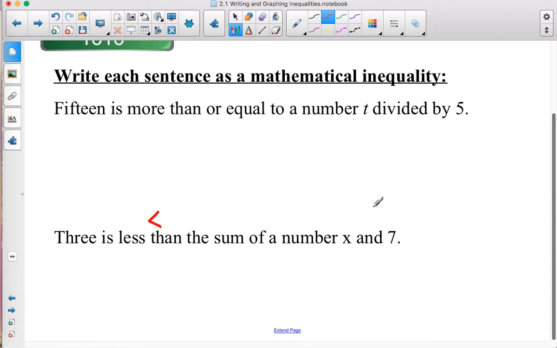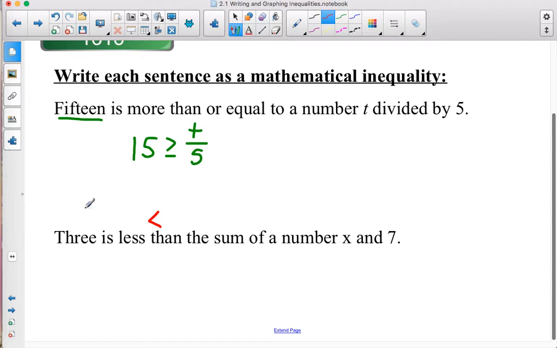Okay, welcome back. Let's try the first one. First one translated, it says, let's go a little piece by piece. It says 15 is more than, so is greater than, or equal to a number t divided by 5. So I'm going to take t and divide it by 5. There we go. I've just translated that English sentence into a mathematical inequality.